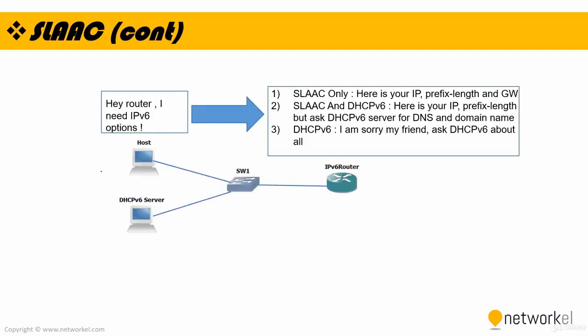Let's see it with an example. The host says, hey router, I need IP version 6 options. The router gets the message and can offer 3 types of messages. In the first message, SLAAC only, the router says here are your IP, prefix length and gateway. In the second method, the router offers here is your IP and prefix length, but ask the DHCP version 6 server for the DNS and domain name. And here's the last option. The router can also say, I'm sorry my friend, I don't have anything for you. Ask DHCP version 6 for everything.